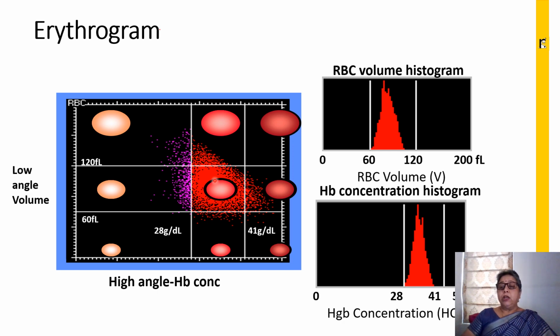Now, this will, to a large extent, correlate with the red cell histogram or the volume histogram and the hemoglobin histogram. So we're going to concentrate on this scatter, or the red cell scatter, or the erythroid scatter, and try and look if we could decode and decipher the etiology of the various macrocytic disorders.